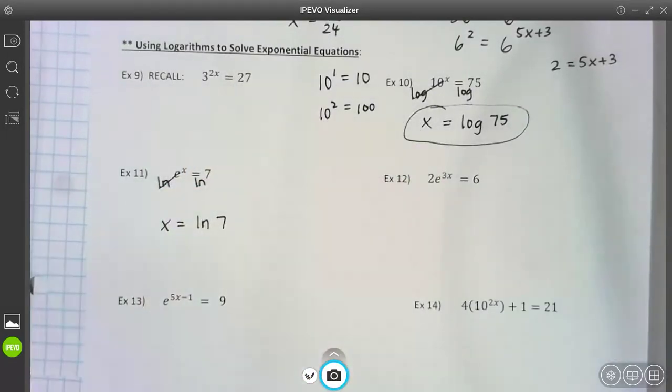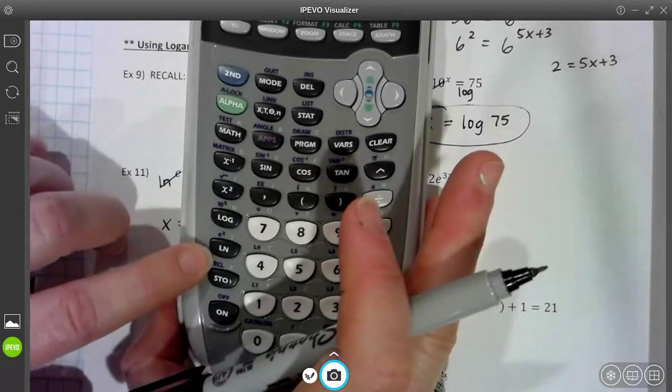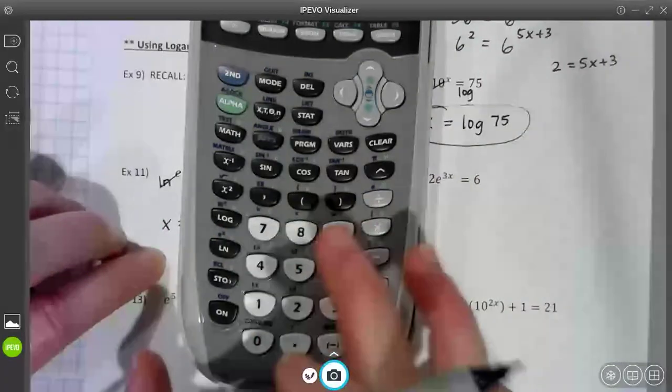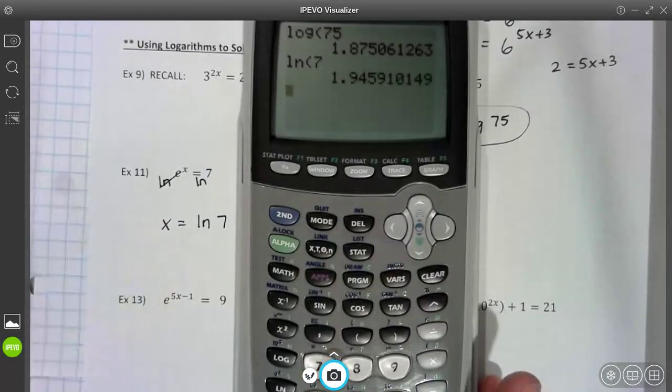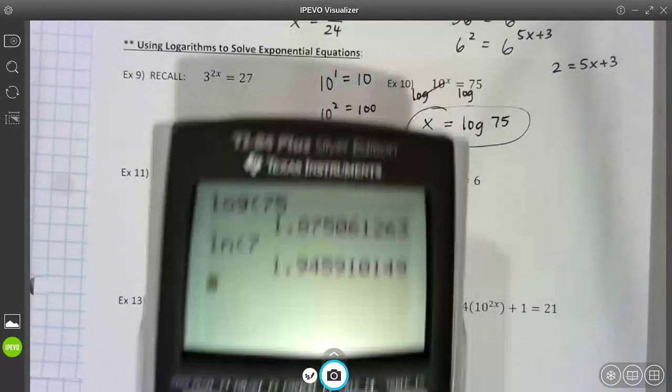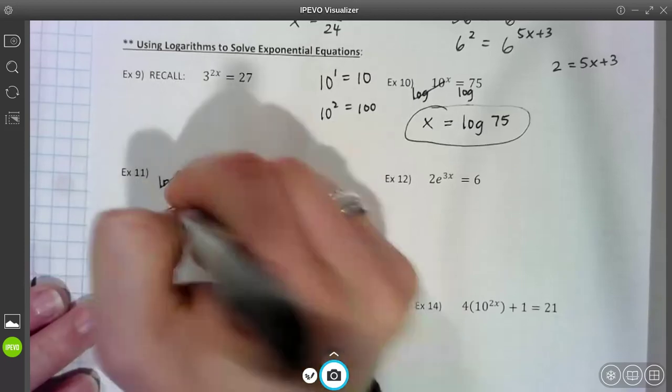And you can just ask your calculator for that estimated answer. So you have a natural log button over here too. So the natural log of, what did we say, 7? It's about 1.945910149. That's the power you got to raise e to get an answer of 7. But like I said, if we estimated that, it really wouldn't make the equation exactly true. So we want the exact answer, which is the natural log of 7.